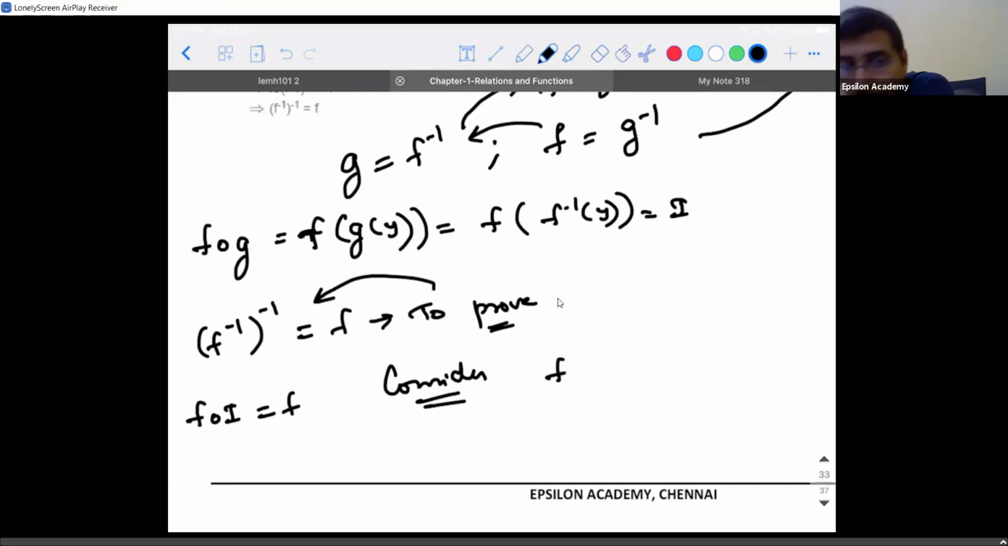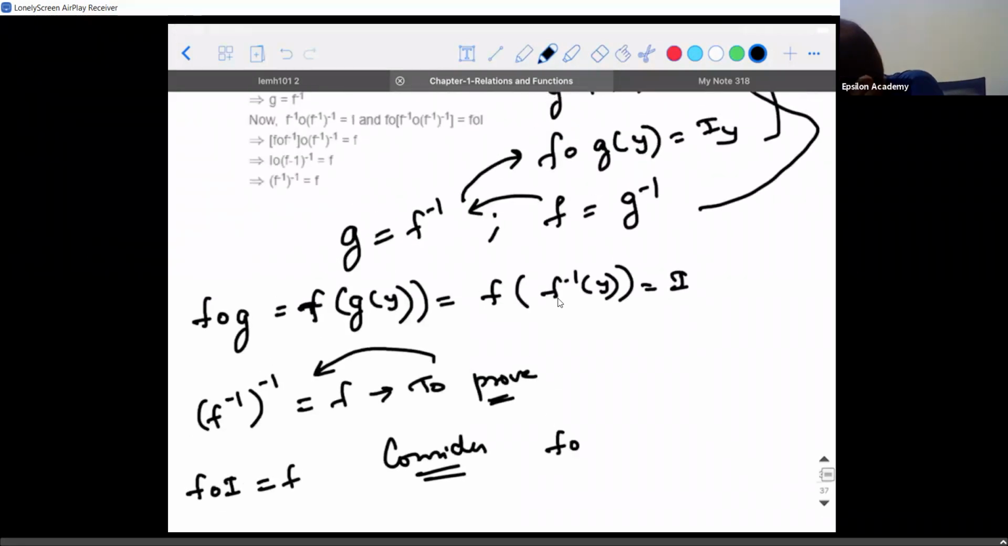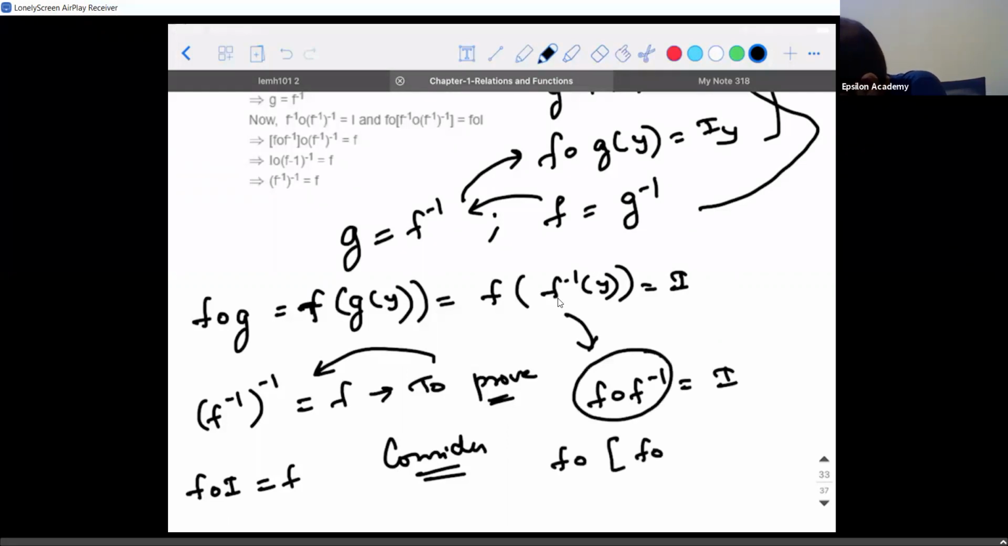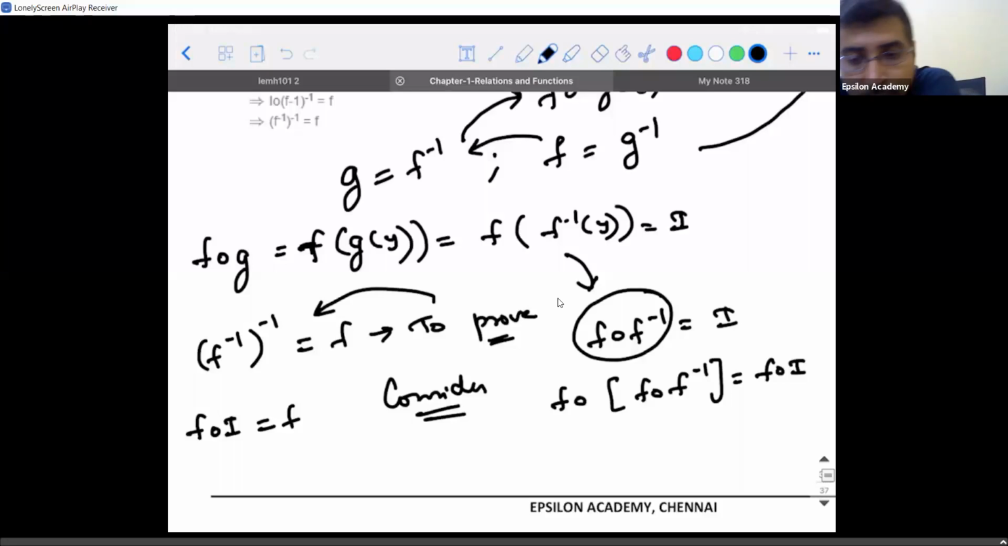Consider F circle, this thing. So this one gave us, where is it? So F circle F inverse came out as I, correct? Now if I take the composition of F with this thing, F circle F inverse, you will get F circle I. Are you guys clear with this?